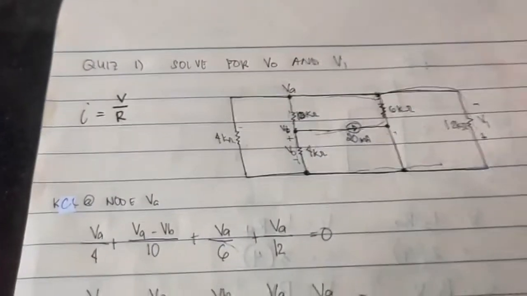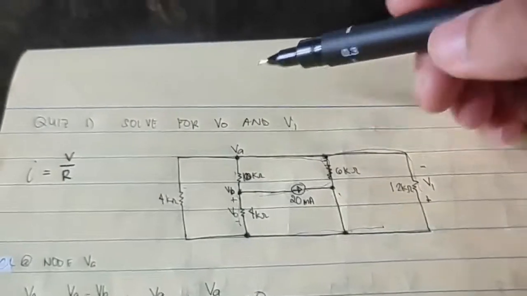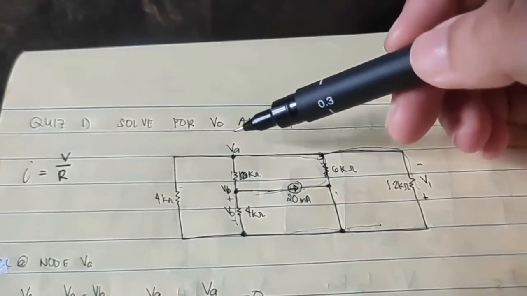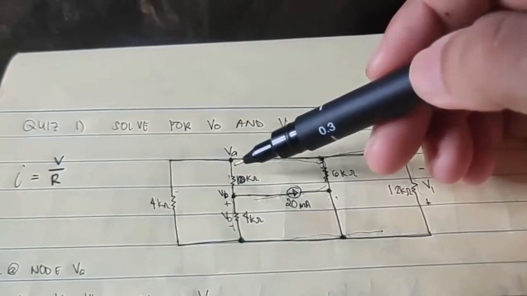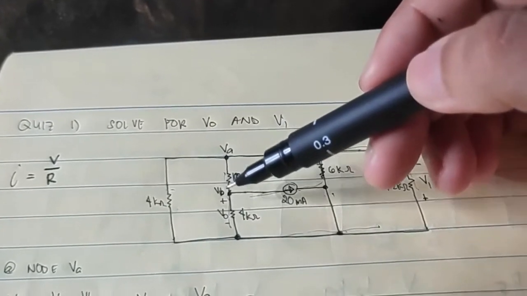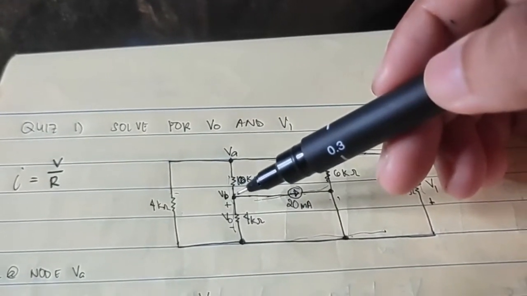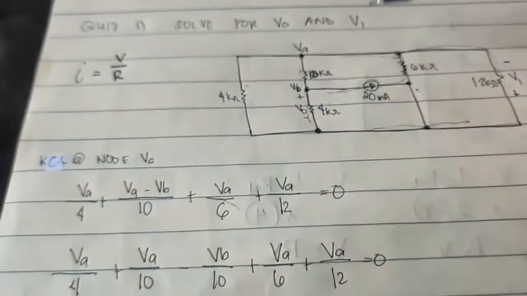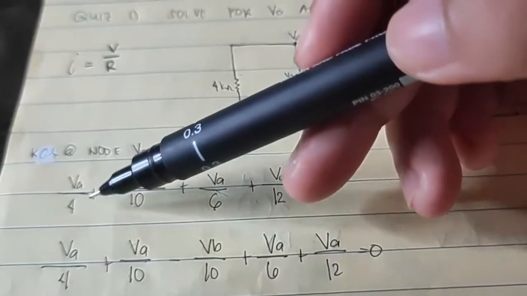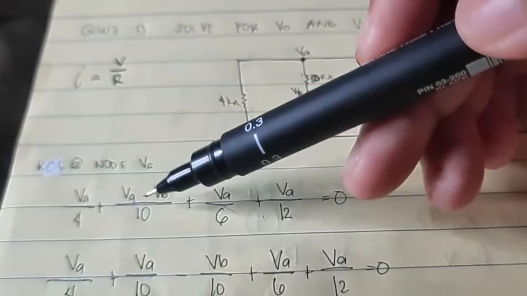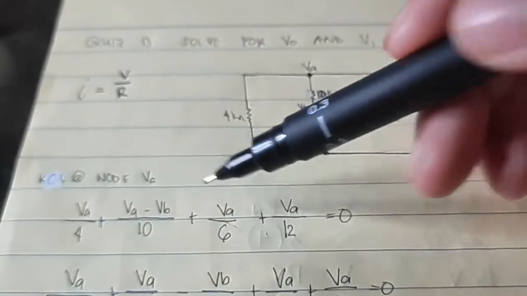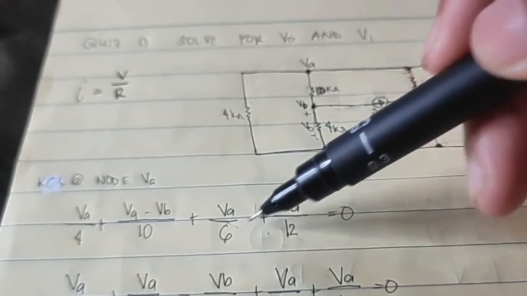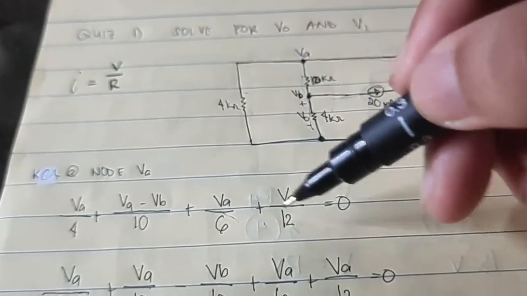So this is one of the examples of solving some basic circuit law. For our first problem, we're looking for VO and VI, assuming that this is our VA and this is our VB. By applying Ohm's law, we're using KCL at node VA. So VA over 4 plus VA minus VB over 10 plus VA over 6 plus VA over 12 is equal to 0.